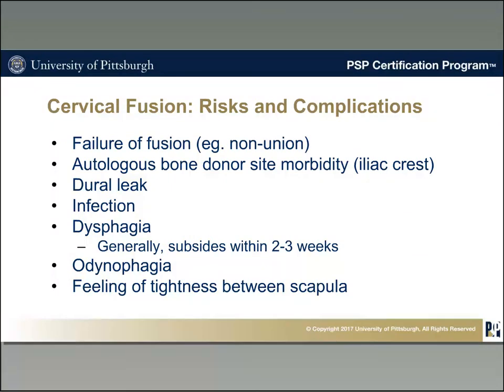The risks and complications for cervical fusion include failure of the fusion or non-union, autologous bone donor site morbidity at that iliac crest where the bone is harvested, a dural leak. Remember that we're using sharp metal instruments around a vulnerable water balloon, essentially. Infection, dysphagia, which generally subsides within several weeks for most patients, odynophagia, and feeling tightness between the scapula.